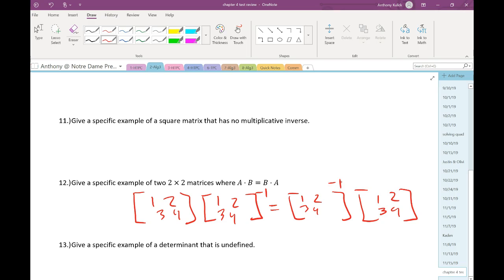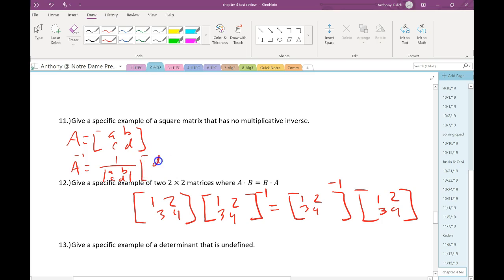What else do you guys want to talk about? Grace? 11? Yeah, so we want a square matrix that has no multiplicative inverse. What's the holdup? What's the thing that can fail that would give us no multiplicative inverse? Well, remember for a 2 by 2 matrix, A inverse is going to be 1 over the determinant of that matrix times this kind of rearranged version of that matrix.